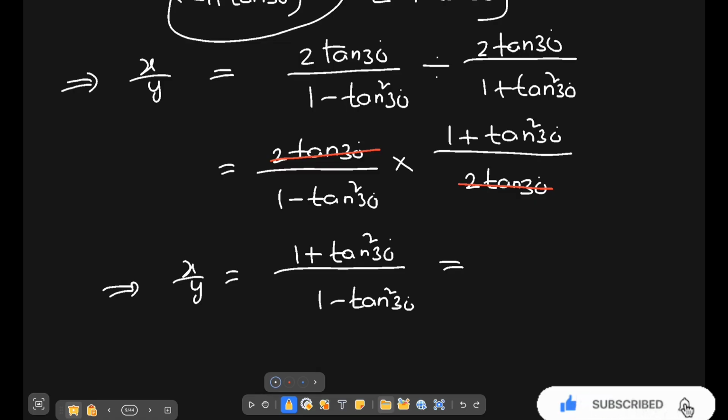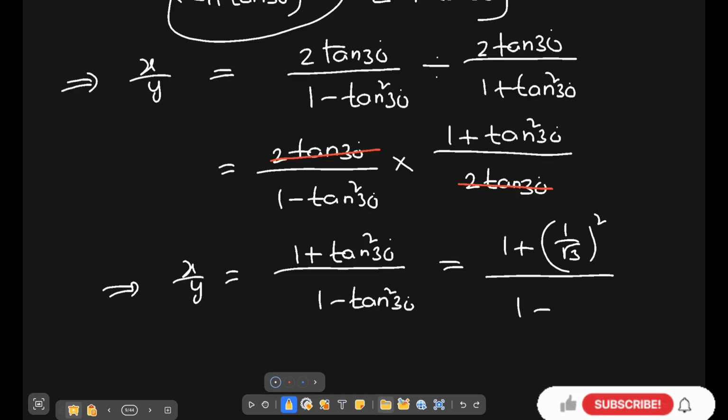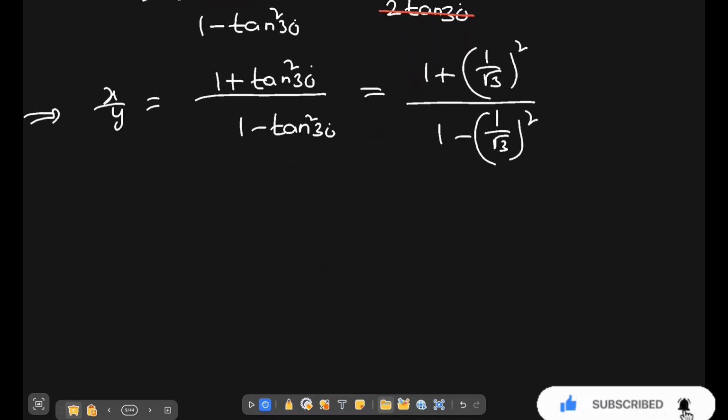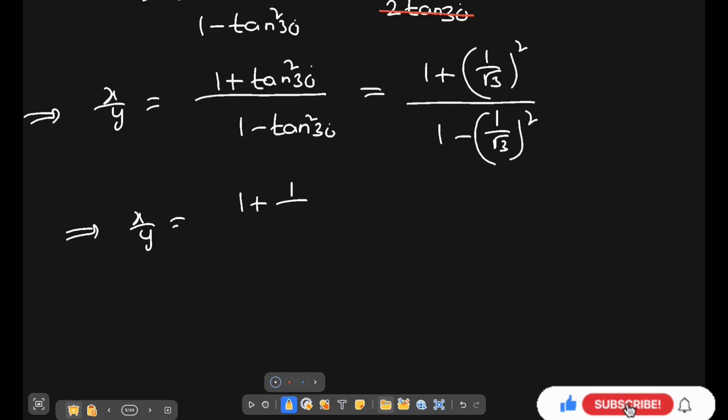So let's apply the values. 1 plus tan square 30 degrees. Tan 30 is 1 by root 3. So 1 by root 3 whole square, whole by 1 minus 1 by root 3 whole square. So now we will have x by y is equal to 1 plus 1 by root 3 whole square. 1 square is 1 and root 3 whole square is 3. So 1 by 3. Now 1 minus 1 by 3. So here also it's the same thing. Now let's multiply this one.